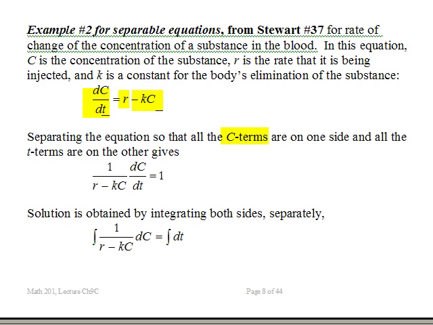Now I'm going to rearrange and then integrate. So here's how I rearrange. I have 1 over R minus Kc times dc equals 1 times dt. Now I'm going to integrate both sides. These are indefinite integrals. I'm going to integrate this side. I get something on the next page.